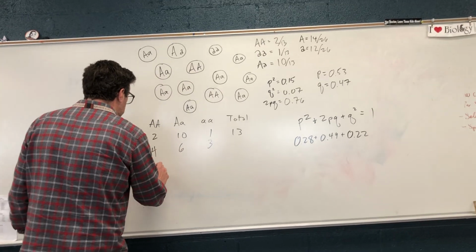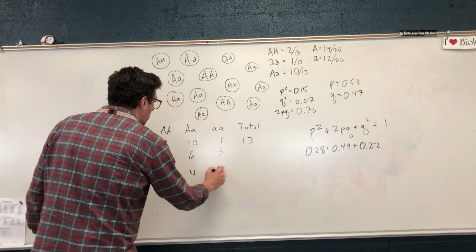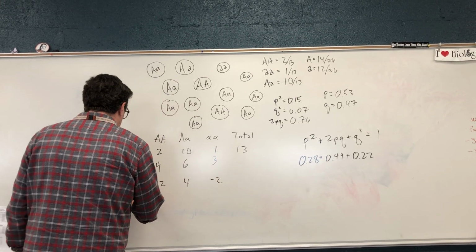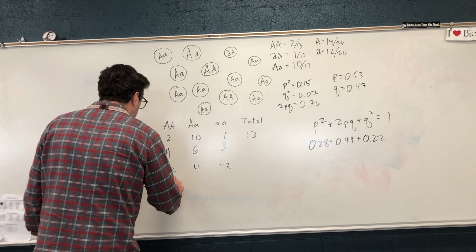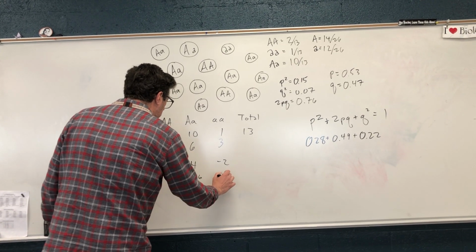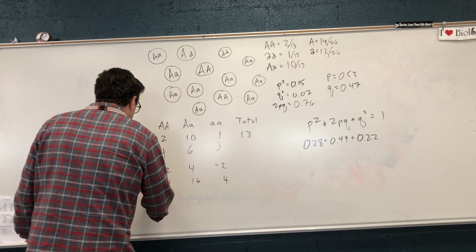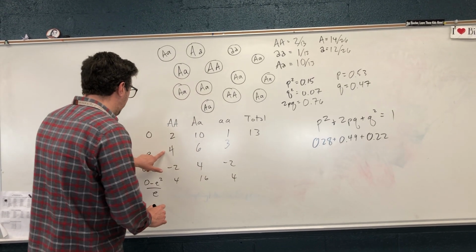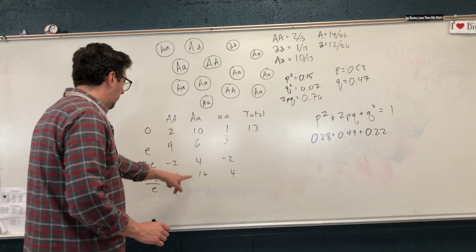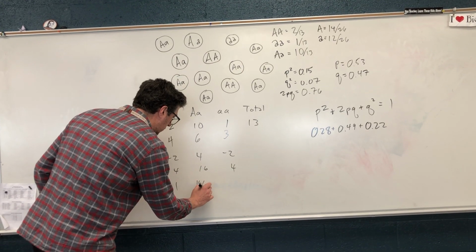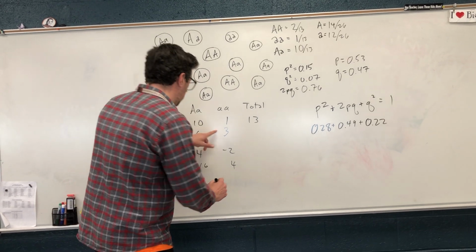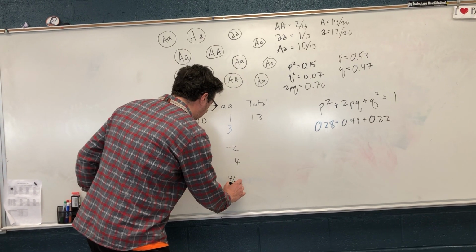Observed minus expected. This is -2. This is 4. This is -2. Observed minus expected squared. This is 4. This is 16. This is 4. Over expected. 4 divided by 4 is 1. 16 divided by 6, I don't know. 4 divided by 3, I think I know.